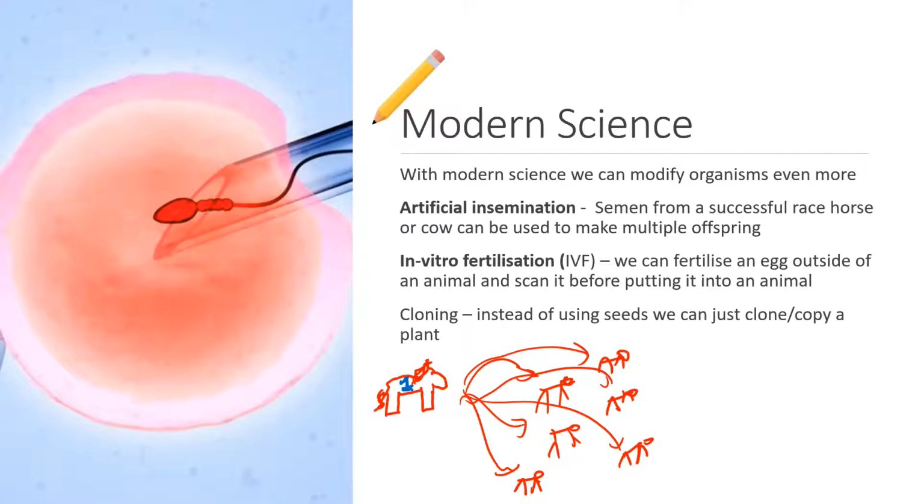And the last one, of course, is cloning. Cloning takes the guesswork out and takes the randomness away completely. If you want to clone something, instead of using seeds, you can just clone or copy a plant. Now, if you're a conspiracy theorist, you can ignore me, but apparently there have not been any cloned human beings to exist.